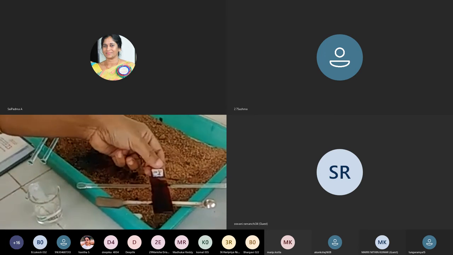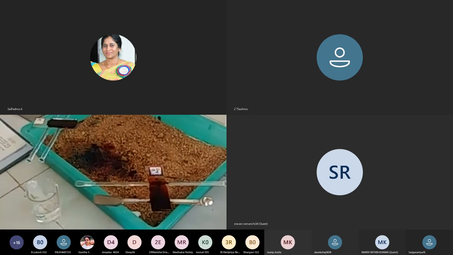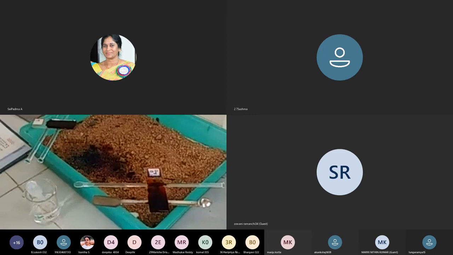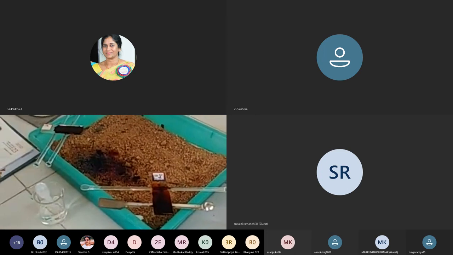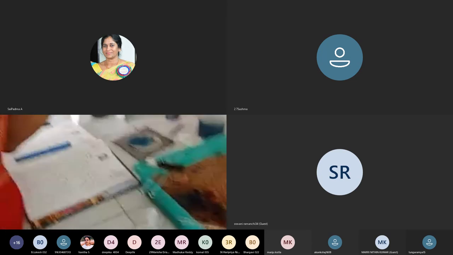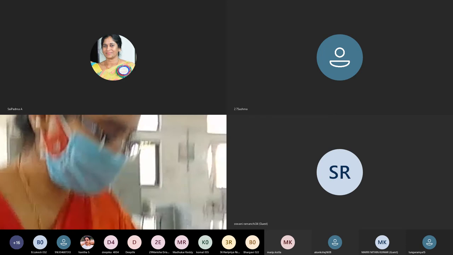It's still violet and we have added the mordant. The mordant's role is what? It makes the crystal violet and the iodine form a complex initially. In the case of gram-positive bacteria, they have a high amount of peptidoglycan. So when this crystal violet iodine complex is formed, it gets locked in between the peptidoglycan layer.